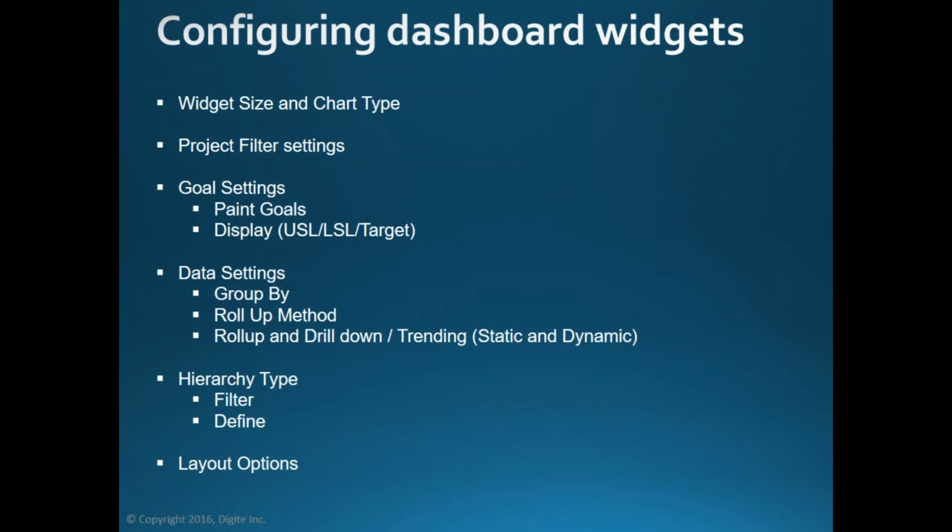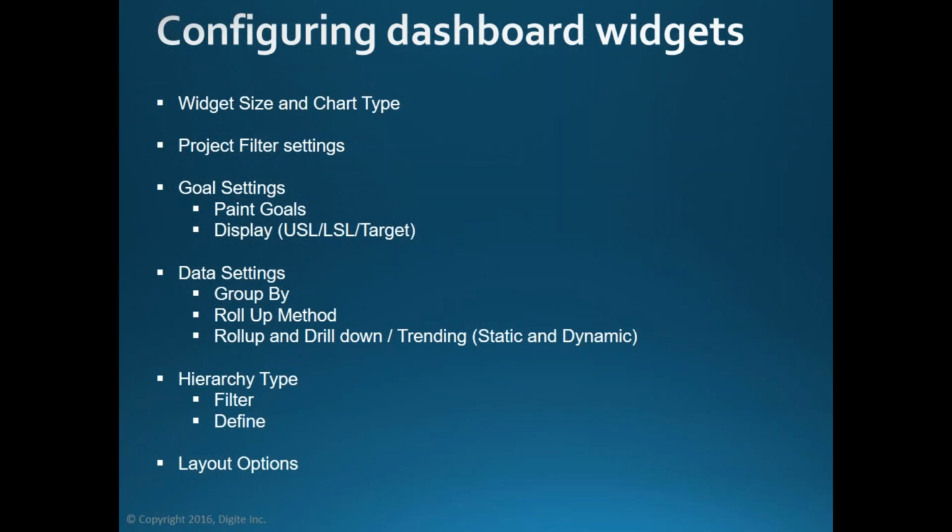Similarly, we have goal settings where you can select goals, the USL, LSL, and the target. Then we have data setting where we can do a group by at a project level or a work package level or a phase level. Then we have a roll-up method, whether you want to do mean, standard deviation, sum, min, max, etc. Then we can do a roll-up and drill down. Basically, you want to see the current value or you want to do a trending. So again, we have two options in trending. One is your static trending and the other one is your dynamic trending.